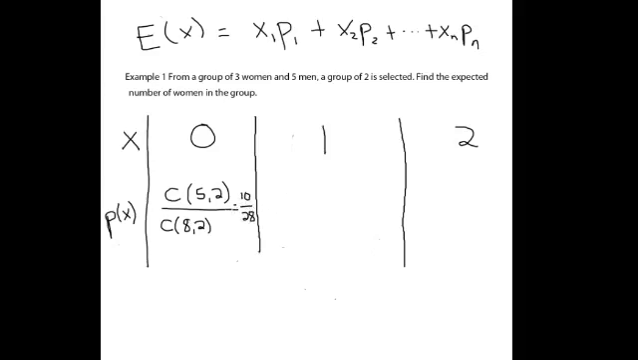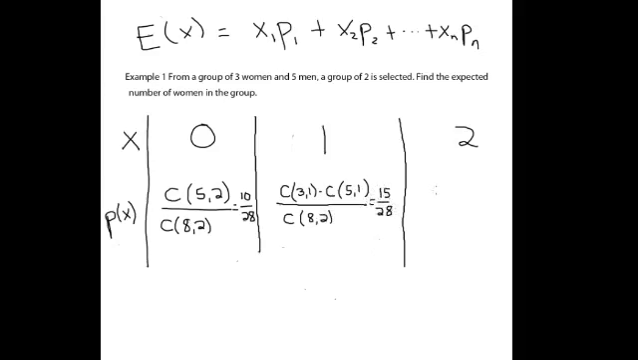The probability of there being 1 woman in the group, this is the total number of ways to choose 1 from a group of 3 times the total number of ways to choose 1 from a group of 5. Here using multiplication, since these 2 events are independent of each other. Choosing from the group of women does not affect choosing from the group of men. And again, dividing by 8 choose 2. And this is equal to 15 divided by 28.